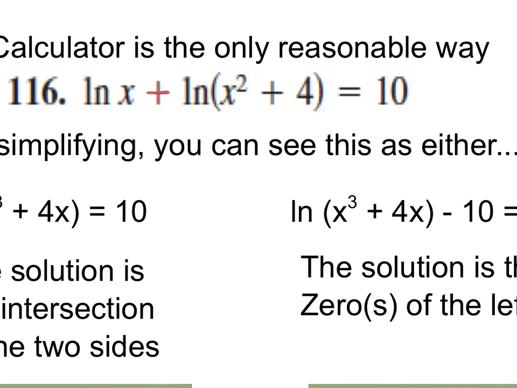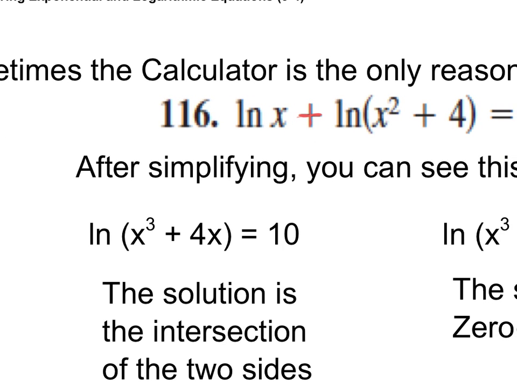The addition here of logarithms means that we can multiply the arguments together, okay? Guys, listen, if you've got an equation that has more than one log, you need to put them together so that you only have one log. You cannot put it in exponential form until you have only one log. So you can see here, actually, the result of that is this. If I multiply those together, I have the natural log of x cubed plus 4x equals 10. Okay?